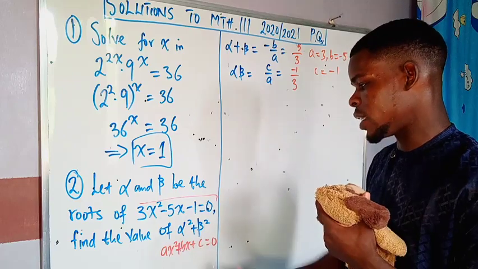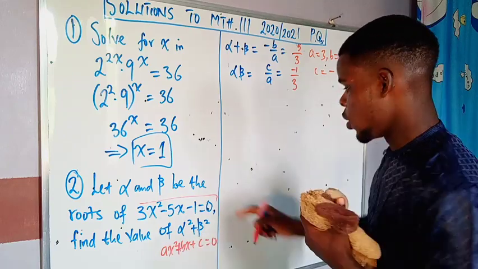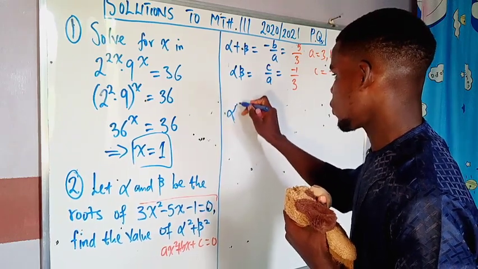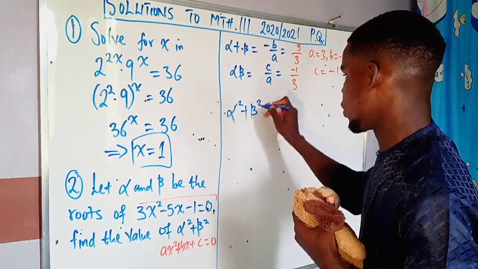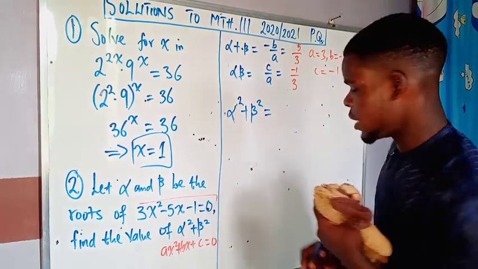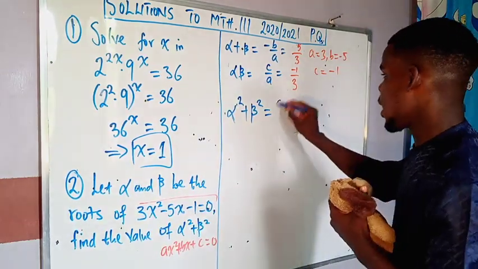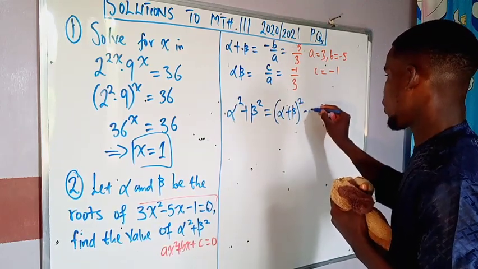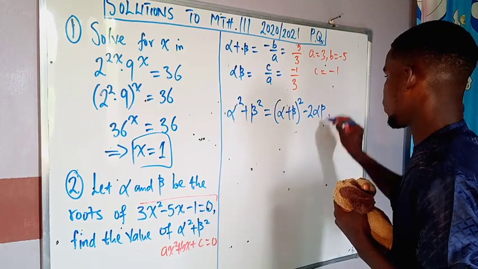We are ready to find alpha squared plus beta squared. So in fact, let's just put that down. We have to find alpha squared plus beta squared, right? Okay, let me put this properly. Well, this right here is exact same thing as the square of alpha plus beta, okay, minus 2 times their product.